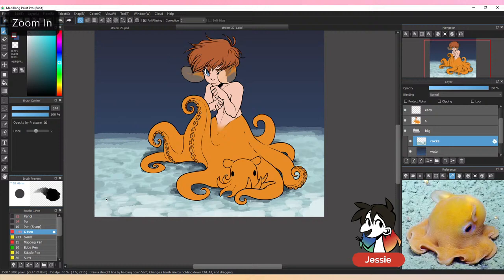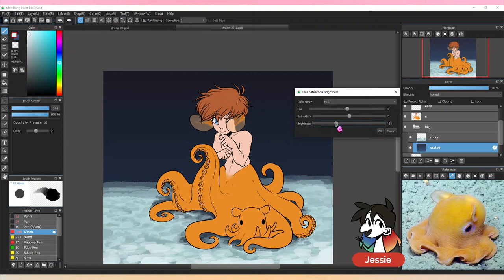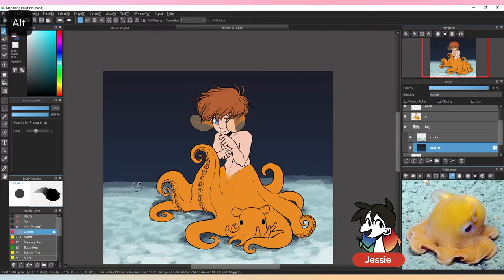It'll look a little bit better if... let's actually change this. It's a little bit too light, I think. That's the hue saturation slider. If you're ever in a pinch, your hue saturation slider is your best friend. Oops. That should be this layer. There we go.